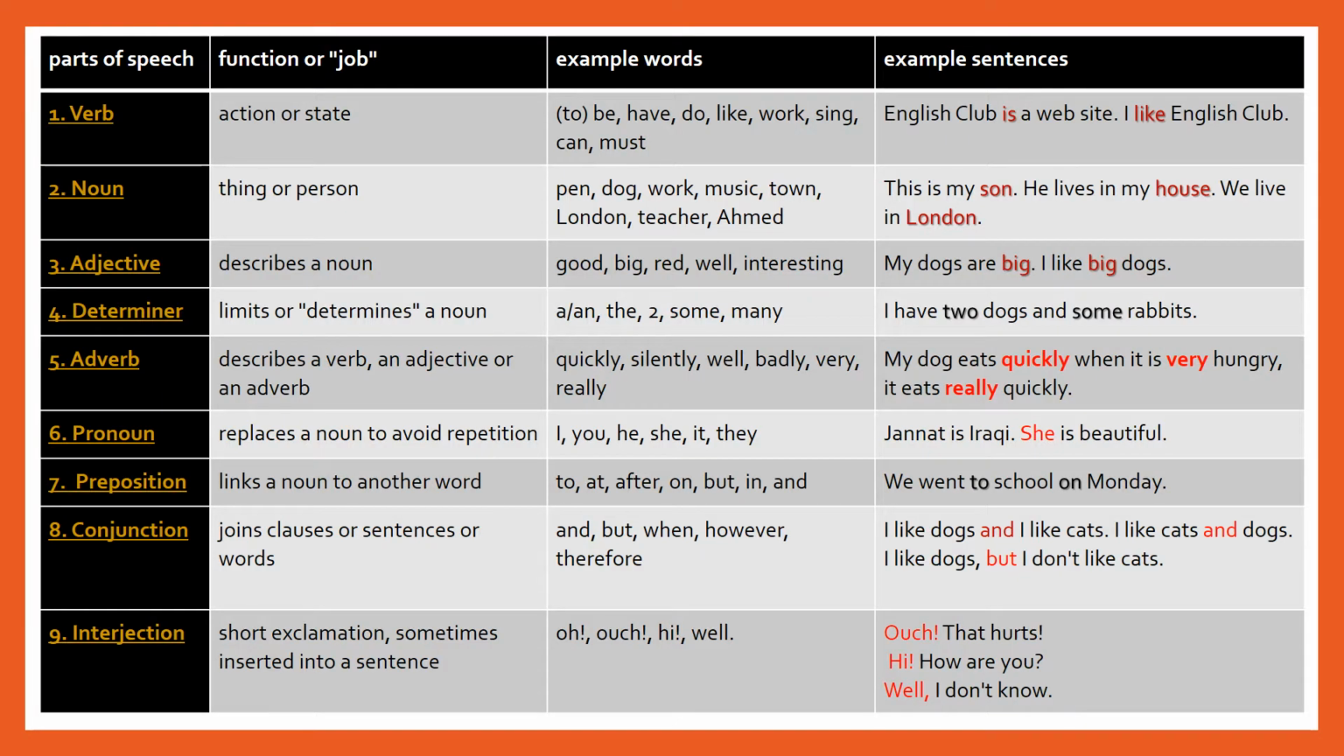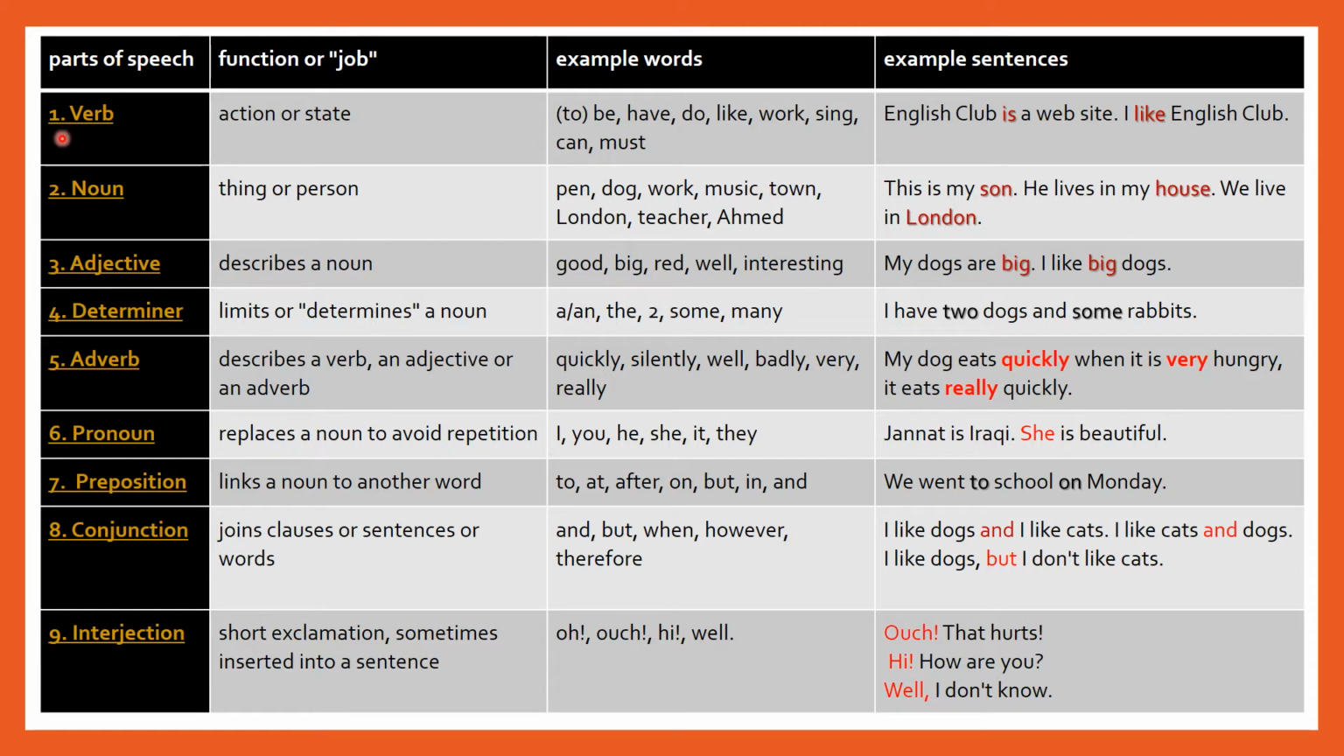In English, there are 9 parts of speech. These parts of speech are verb, noun, adjective, determiner, adverb, pronoun, preposition, conjunction, and interjection.